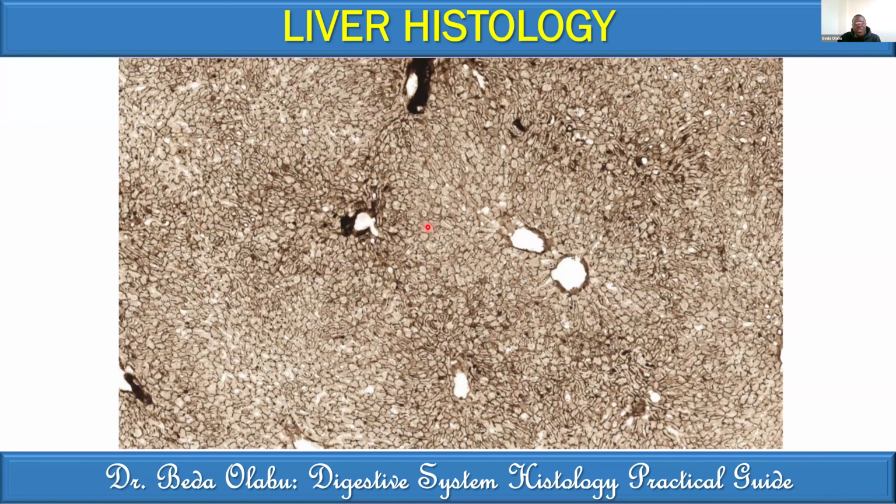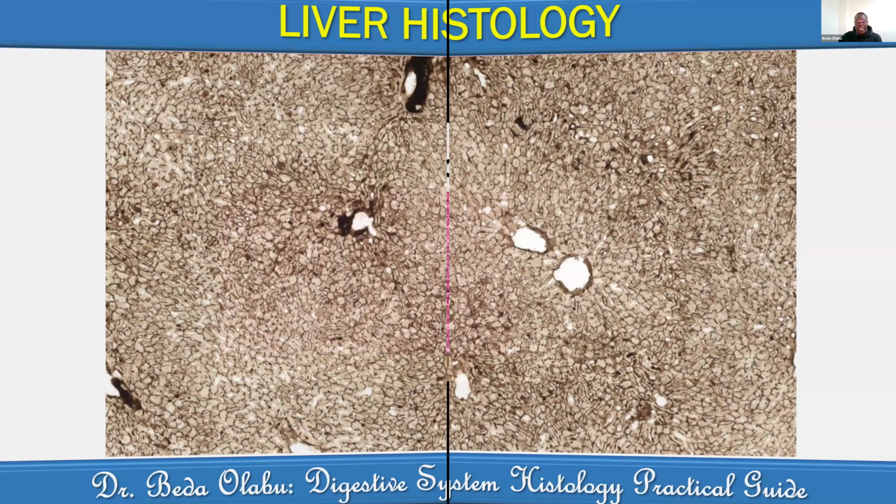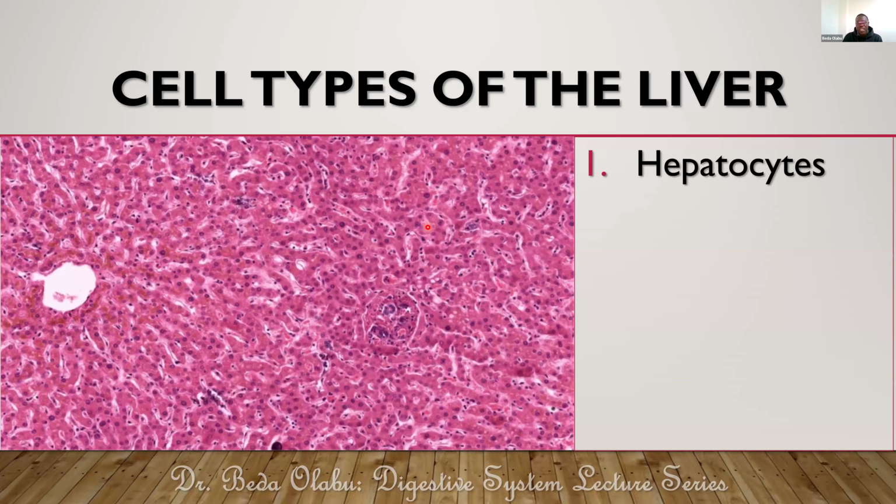The collagen type 1, which we saw, especially in the pig liver, will be between the lobules. Let's mention something about the cell types of the liver. The most abundant are the hepatocytes. They perform most of the liver functions, which you're going to learn in physiology.